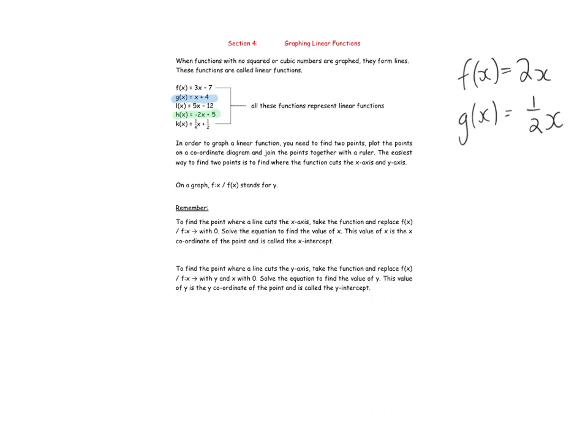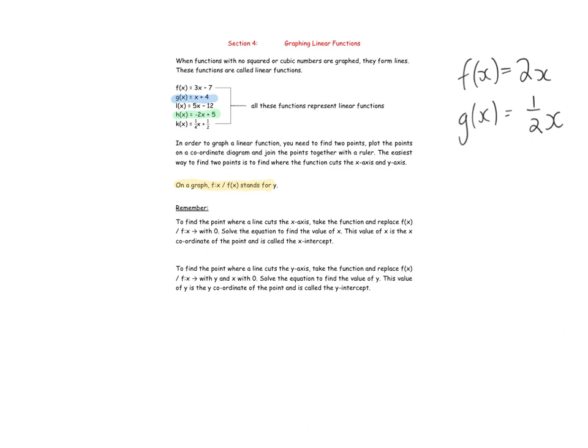In order to draw a linear function, you need to find 2 points. Plot the points on the coordinate diagram and join the points together with a ruler. The easiest way to find 2 points is to find where the function cuts the x-axis and the y-axis. In the last video we briefly touched on this, but you should 100% know it from coordinate geometry of the line. Before we look at graphing a linear function, there's one key thing that I want you to remember. On a graph, f of x stands for y, and we introduced that in the last few videos, so I'm hoping that it'll be nothing too difficult.